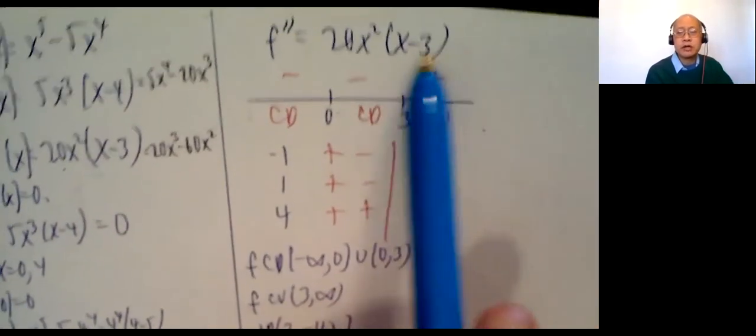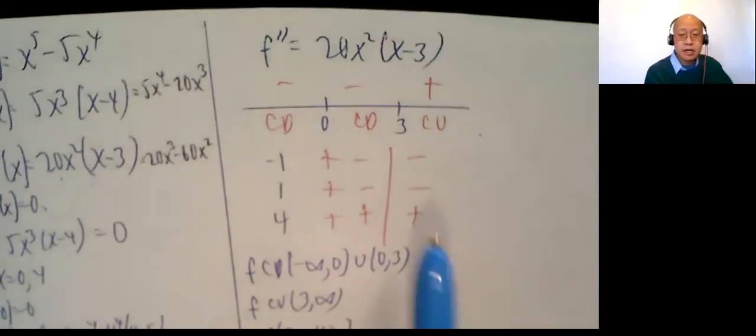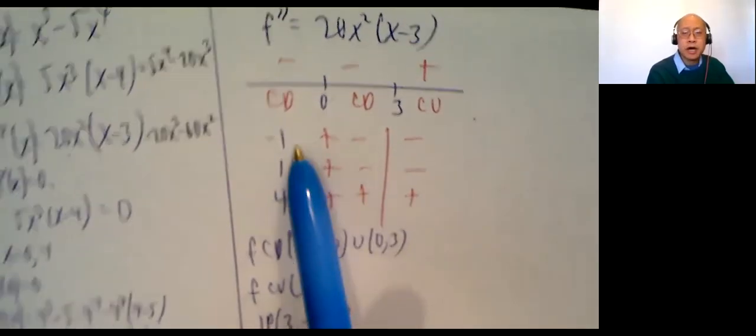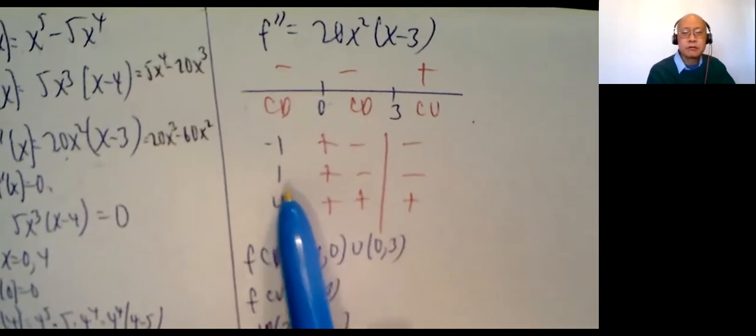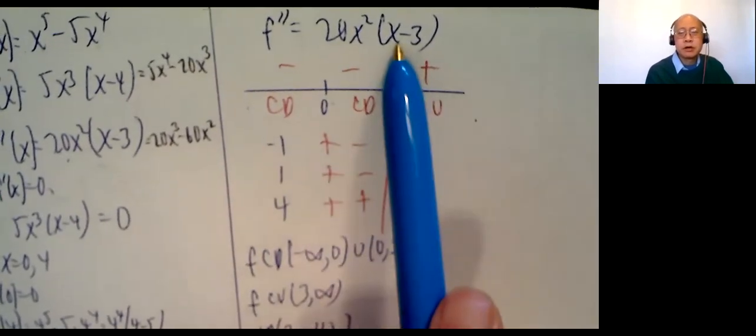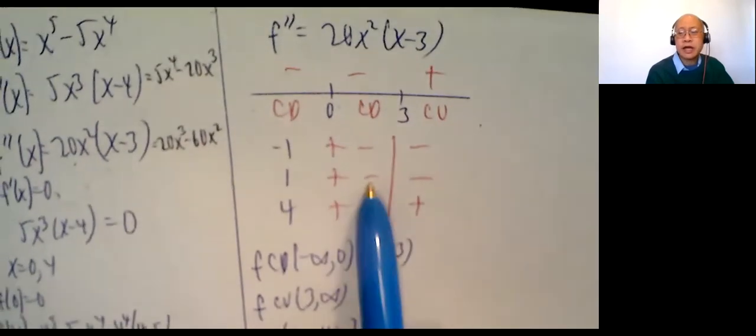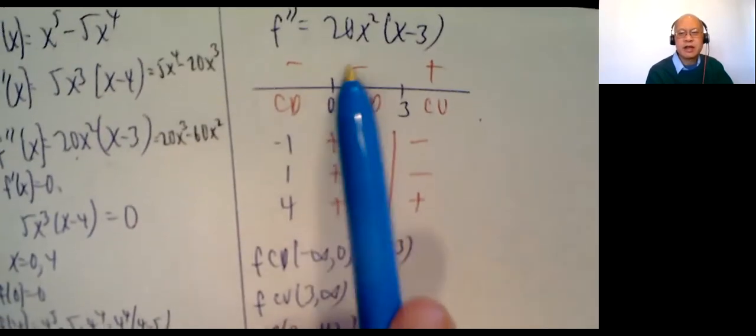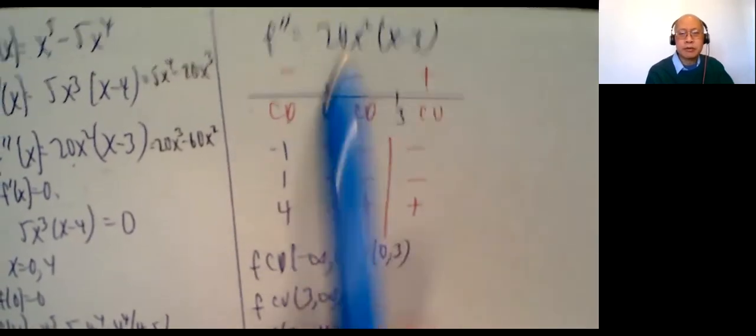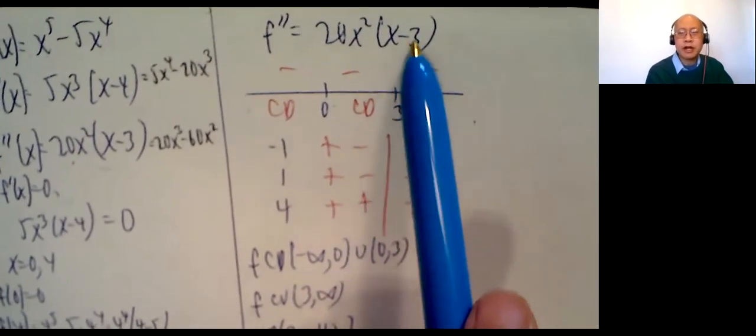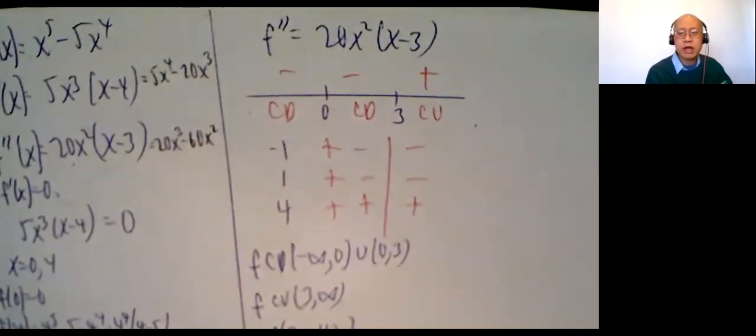Okay, so plug in negative 1, negative 1 minus 3, negative. So positive times a negative, negative. Plug in a positive 1. 1 minus 3, negative. Positive times a negative, negative. And plug in 4. This is already positive no matter what I plug in. 4 minus 3, positive. Positive times a positive, positive.